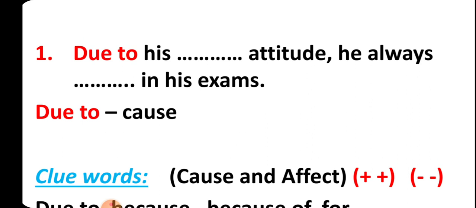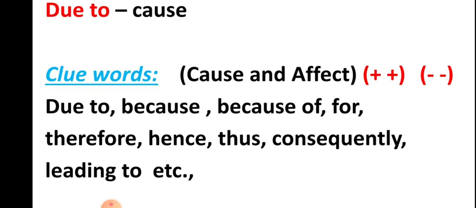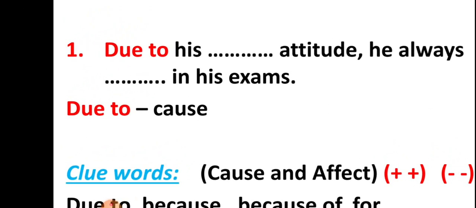Now let's try to understand this statement very clearly. Due to his blank attitude, he always blank in his exams. Here the clue word is "due to", because this is indicating a cause. Because of that, something had happened. As I told you, there would be some clue words in every statement, and here the clue word is "due to". It indicates a cause, and because of that, something might have happened. And what happened here? We actually need to guess that also.